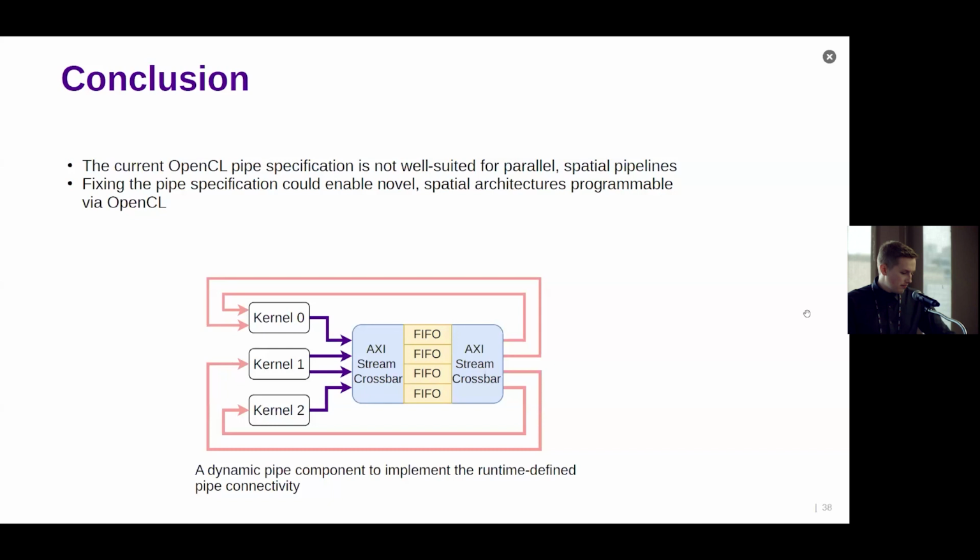So to conclude, I think we showed that the pipe specification is not well suited for these fine-grained streaming type pipelines due to the relaxed memory model. But fixing it could be an interesting thing to do, because it would enable these really efficient hardware interfaces to implement the pipe. And just to test this, we created this dynamic pipe component to evaluate dynamic pipe connectivity.